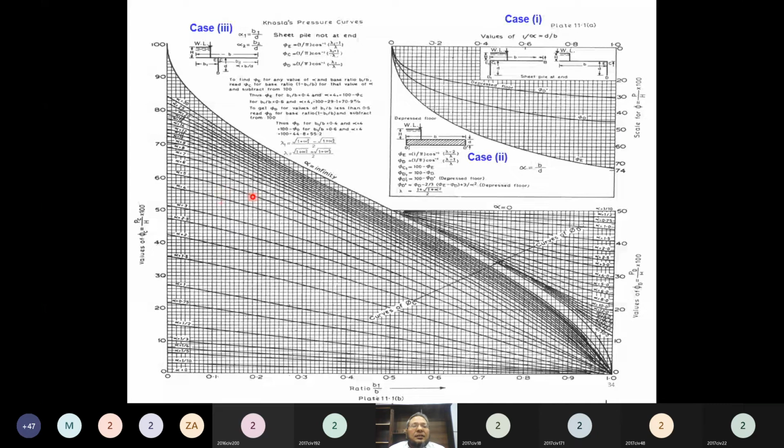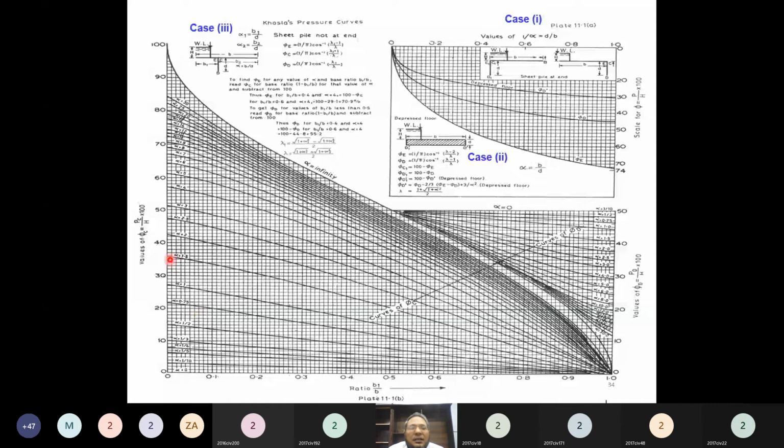So similarly for here, this is for case number 3 for the intermediate sheet piles. Just compute the ratio B1 over B, and you know what is B1? B1 is the length of the concrete floor upstream of the intermediate sheet pile, and B is the length of the total concrete floor. Just compute this for any value of alpha you need to compute, okay?